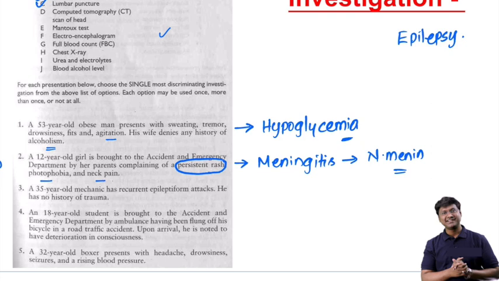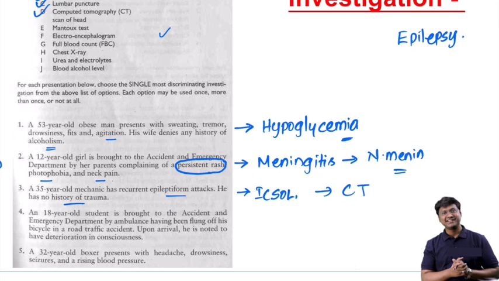Okay. Now you take the third clinical scenario. A 35-year-old mechanic has recurrent epileptiform attacks. He has no history of trauma. So what would be the cause for his recurrent epileptiform attacks? That would be an intracranial space occupying lesion, or any infection within the central nervous system. How will you identify the intracranial space occupying lesion? By doing the CT scan of the brain. So the ideal investigation first that you need to do here is the CT scan of the brain.